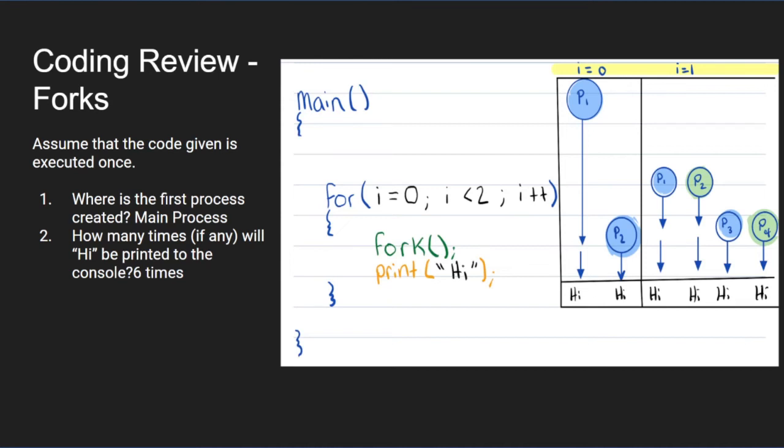So if there is a question about where the second process is created, what would that be? The second process is created after the main process P1 first runs into the fork statement. So if the for loop was line 1, fork was line 2, and print hi was line 3, the second process is created at line 2, the fork. Yep, no problem. Anyone else got any questions on forks?